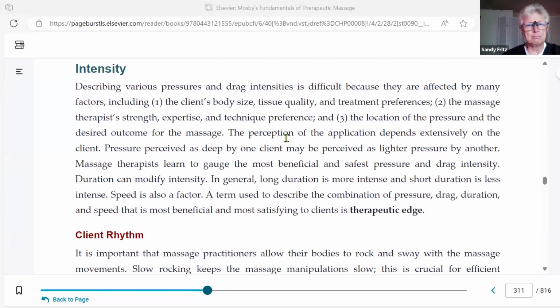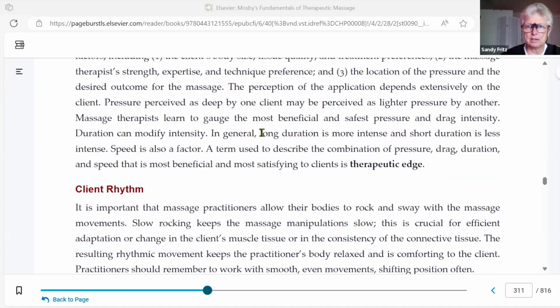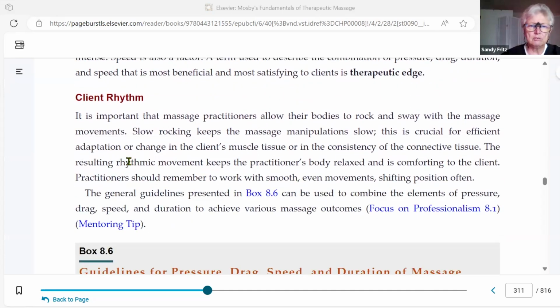Now, some people have been schooled, some clients have been schooled to think that it's got to be dig, firm, pinpointed pressure, and that is not the case. And so you're going to have to possibly find yourself doing some re-education. You also need to work with the client's body.